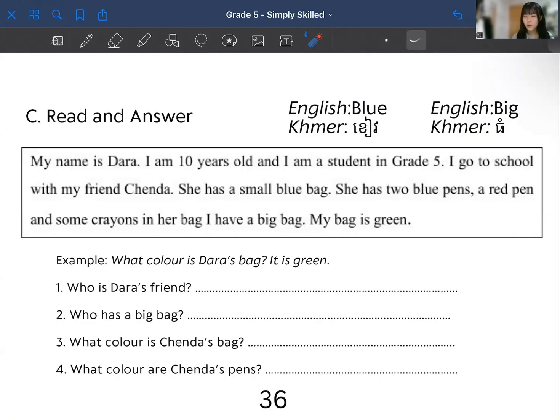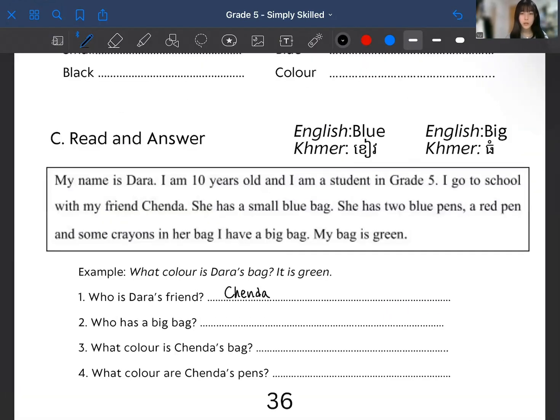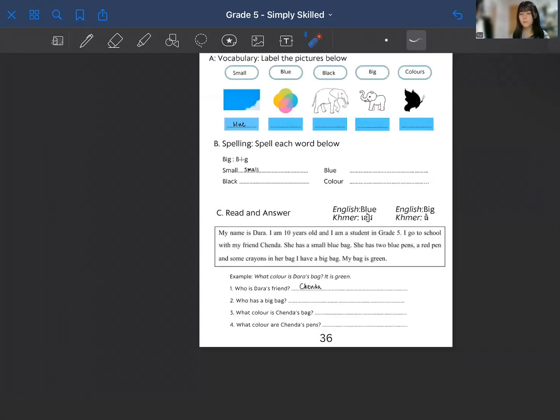It says, who is Dara's friend? So in the middle area here, it says, I go to school with my friend Chenda, which means the answer for this first question would be Chenda. So you write the word Chenda in. And then same goes for the remaining 3 questions. You use the text up above to figure it out and write it down.